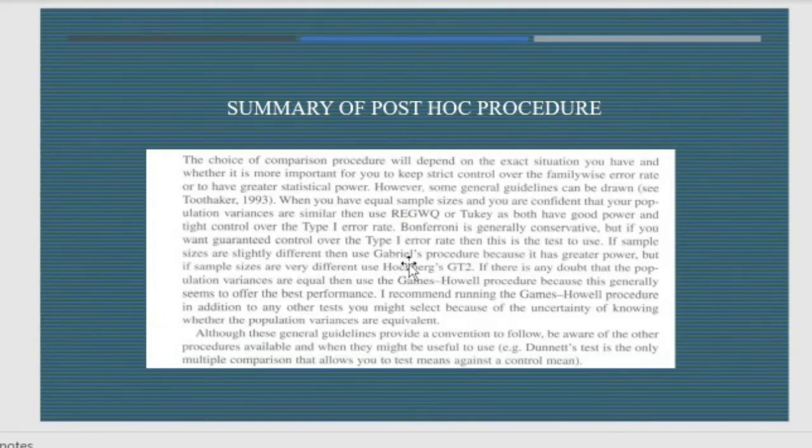Okay, but if it is very different, then you have to use the Hodgebox Z2 test. So that is up to you. You have to check your data, which one is suitable for your data. And if there is any doubt about the population variance, then you have to use the Games-Howell procedure. So these are the guidelines that you have to follow.